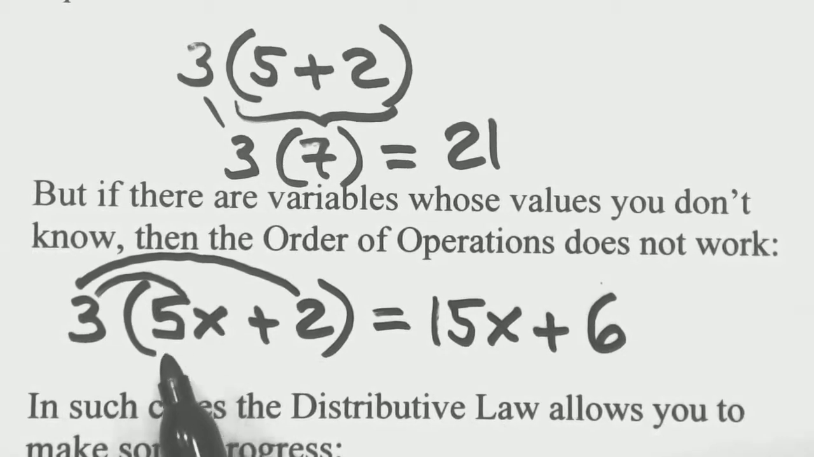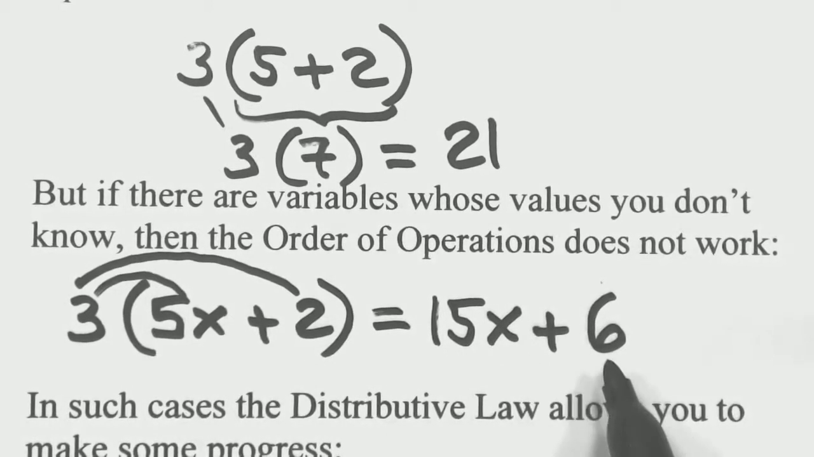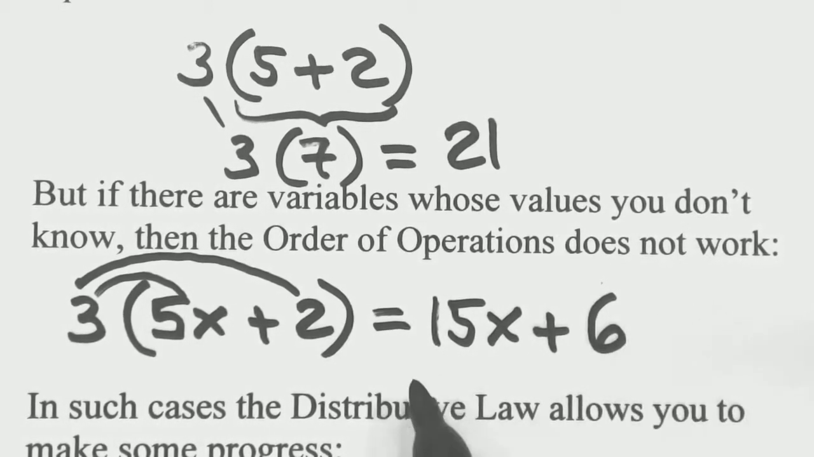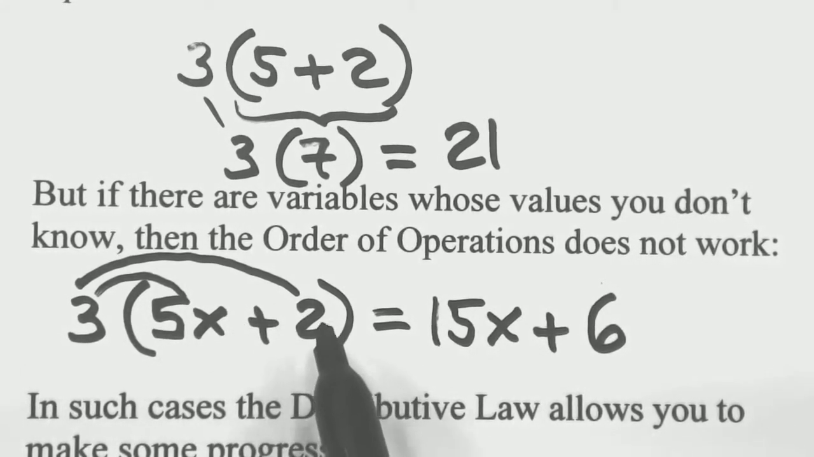So I can turn around and multiply by this 3, use the distributive law, and come up with 15x plus 6. Now, I haven't got this down to a single number, and I can't unless someone tells me what value to use for x, but we have been able to do some of the work here. We've been able to do the multiplication of the 3 into these guys.